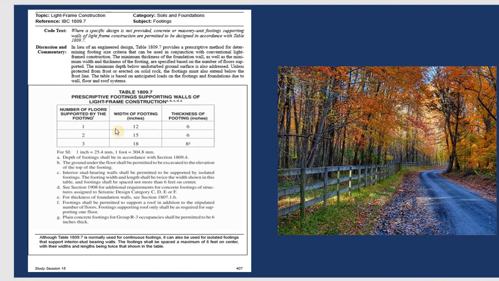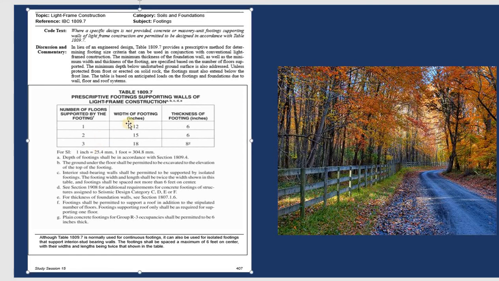The last one is the table. They show the footing support for the wall with light frame construction. They have the number of floors or stories supported by the footing. If you have one story, the width of the footing is just 12 inches and the thickness may be 6 inches. But if you have two levels, the width of the footing increases to 15 inches, and after that the thickness is 6 inches also.